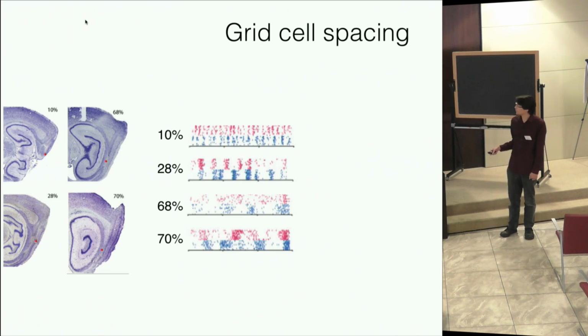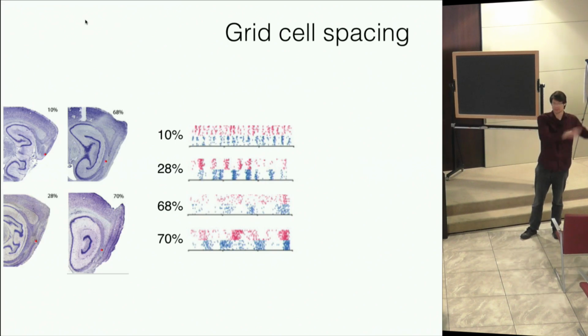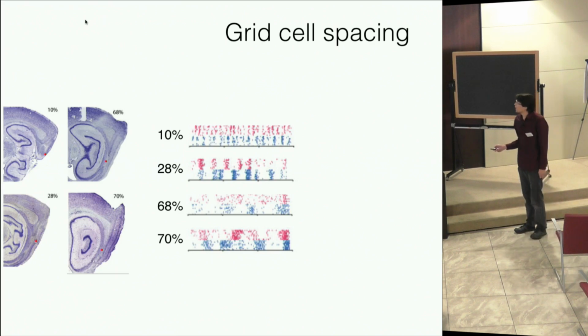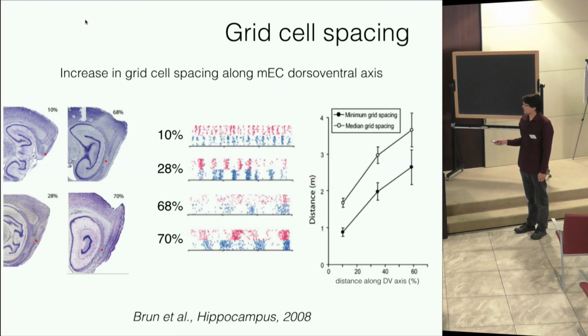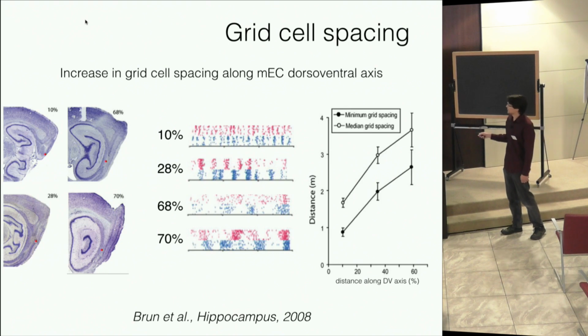There have been papers that have come out and shown really modular structure, right? So you have small grid cells, medium grid cells, bigger grid cells, really big grid cells. And actually this has been known for a long time. This is data from a Brun paper from the Moser group, but this was reported right back when grid cells were first found. So we've known about this gradient in grid cell spacing since their initial discovery.